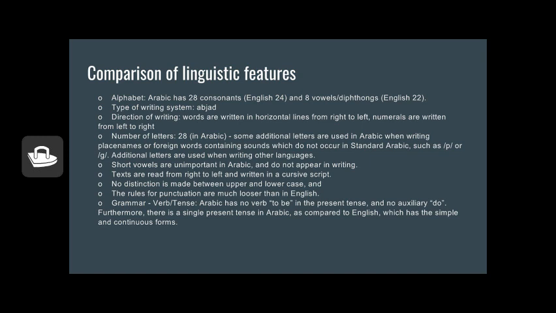Again, we'll continue on a little more academic, comparing linguistic features. Arabic does have 28 consonants and 8 vowels. English has 24 consonants and 22 vowels, given short and long forms, as well as different blends. The type of writing that Arabic has is abjad. We use a Roman alphabet in English.